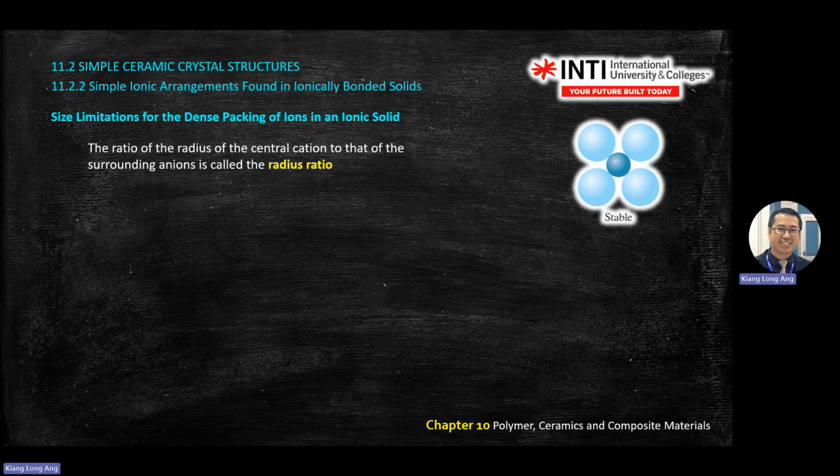So when you talk about ceramic, you have to mention ions. Okay. So when you talk about ions, you talk about radius ratio. For radius ratio, we talk about two types of ion only: positive charge and negative charge. Positive charge we name cation. Negative charge is anion. So positive and negative, you take the ratio of the radii, then you get the ratio.